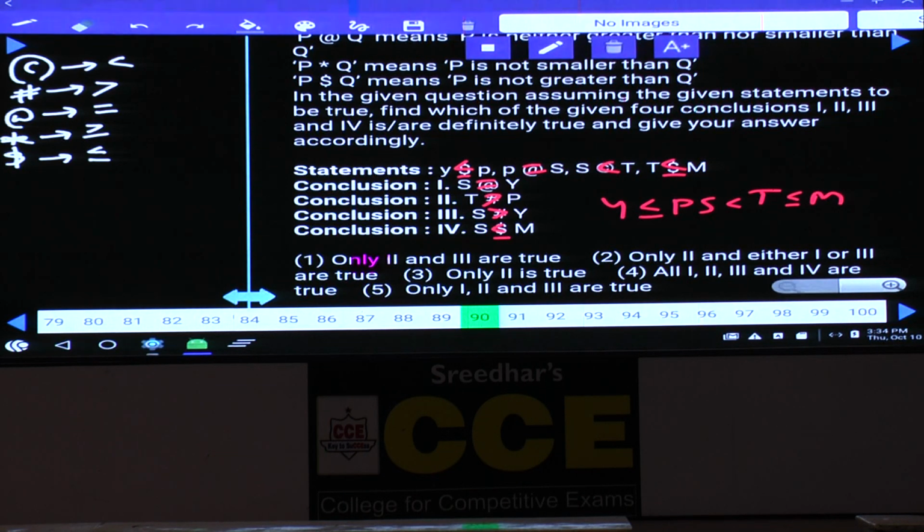Then first one, S equals to Y. Y lesser than or equals to S. S greater than or equals to Y means either 1 or 3. Among the given choices, either 1 or 3 is given in choice 2. Only choice 2 is there, isn't it? Hence 2 is the answer. Now this is about question number 90. It is choice 2. Done with this?